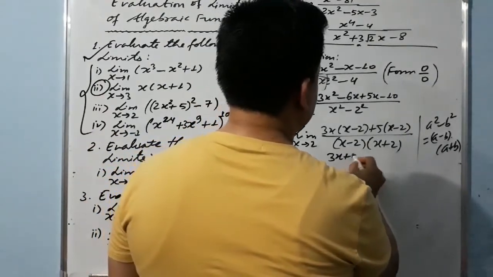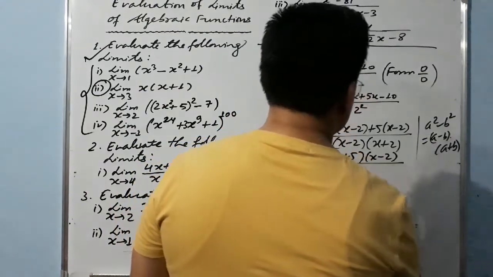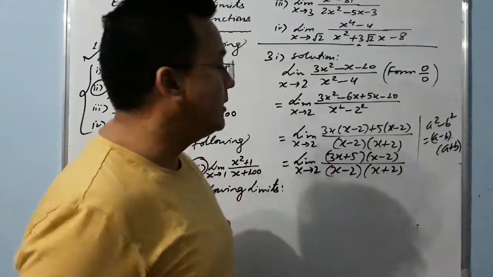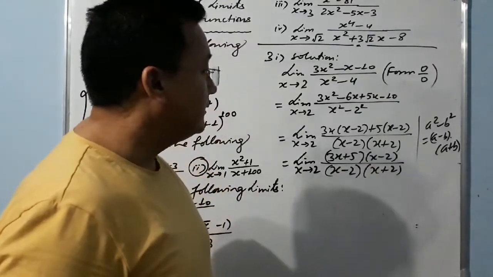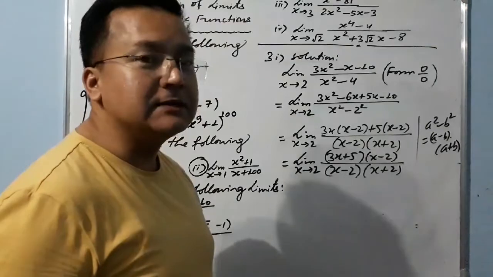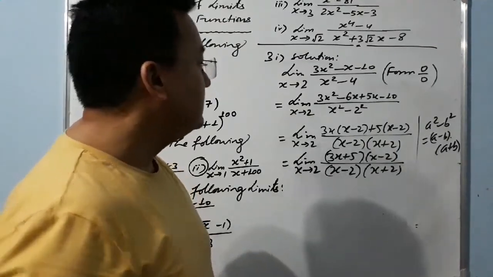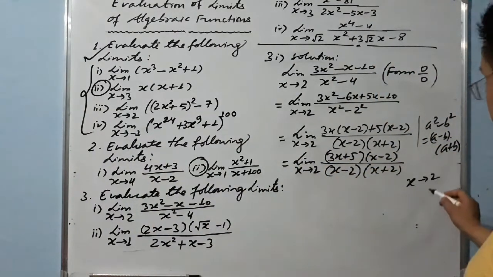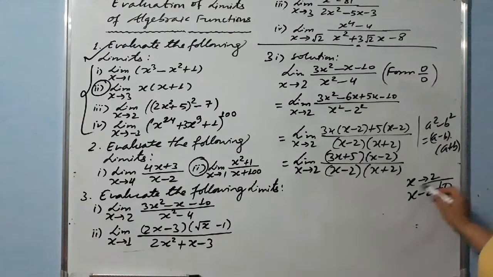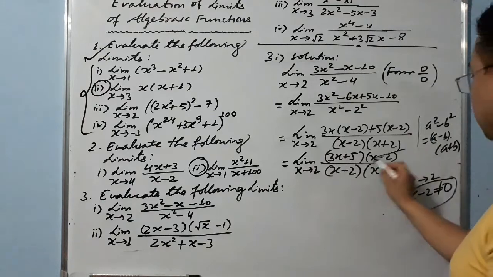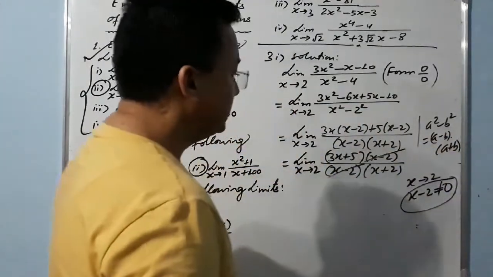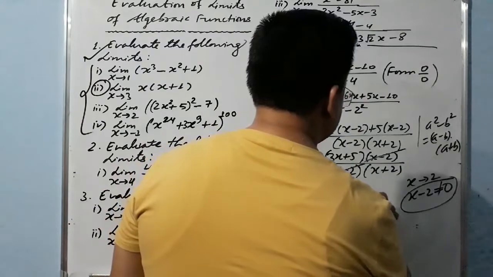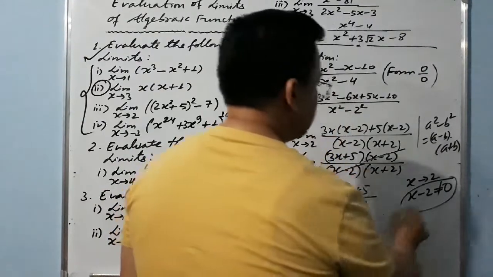This one, 3x plus 5 and x minus 2 and x minus 2 and x plus 2. Here we have the same term in the denominator and numerator, so they can be cancelled. This is not in 0 upon 0 form, right? Actually we can cancel out, because x tends to 2 means x minus 2 is not equal to 0. That's why we can cancel out, and here it's going to be (3x plus 5) upon (x plus 2).